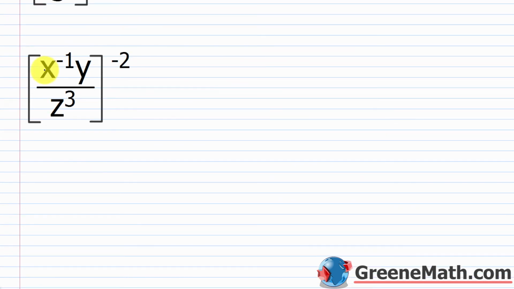All right, then lastly, I have x to the power of negative 1 times y, this is over z cubed. And then this is inside of brackets, and it's raised to the power of negative 2. So you can think about each base here as staying the same and just multiplying the exponents. So x stays the same. Negative 1 times negative 2 is 2. Y stays the same. Remember, it has an understood exponent of 1. So 1 times negative 2 would be negative 2. This is over. We have z, which stays the same. 3 times negative 2 is negative 6.